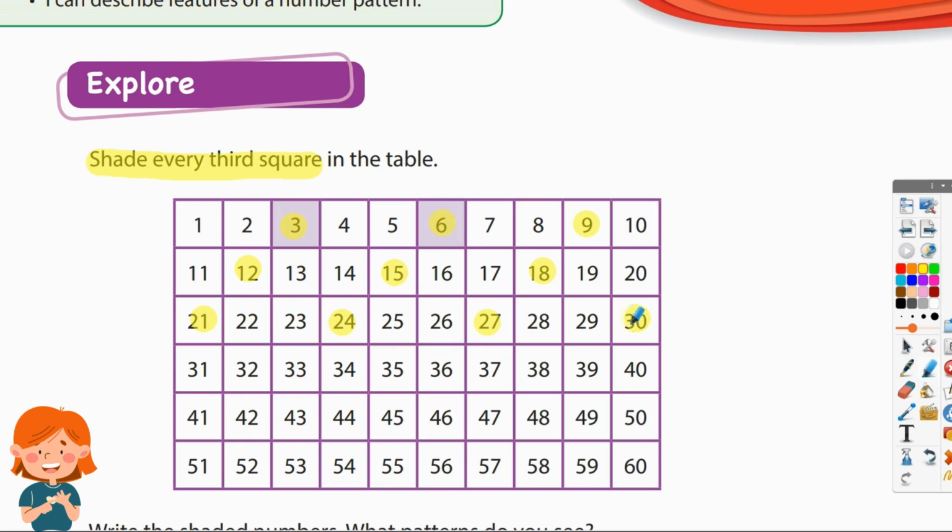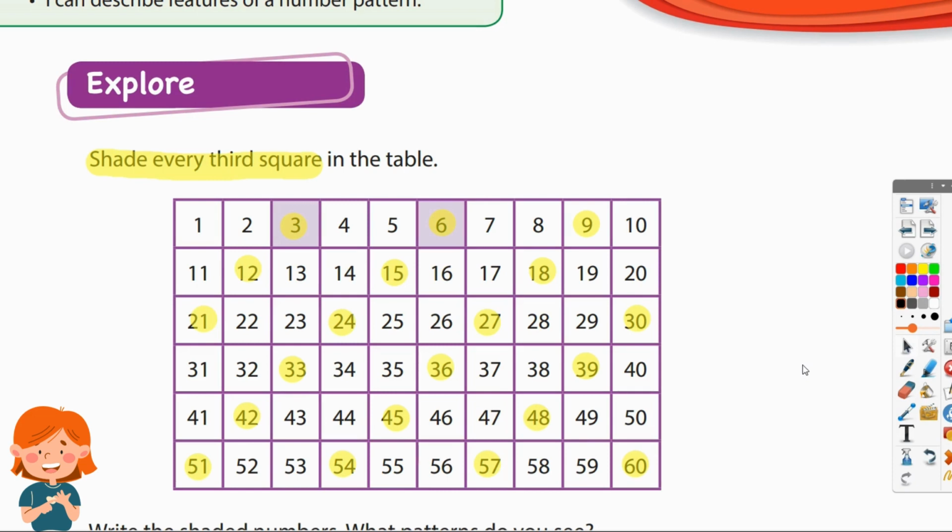So then I end up with 30. 3 more than 30 is 33. Then 36, then 39, 42, 45, 48, 51, 54, and 3 more from 54 is 57, 58, 59, 60. Now, these are all the ones that I shaded.